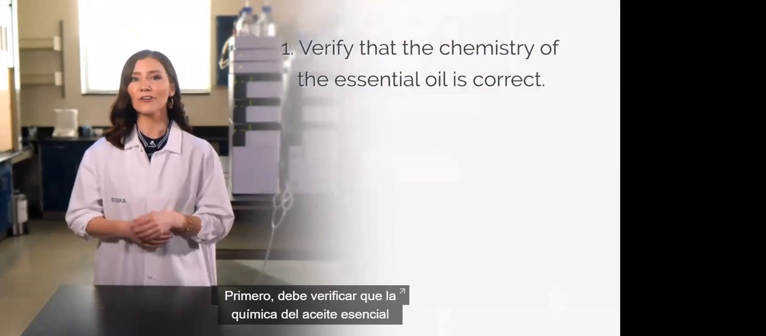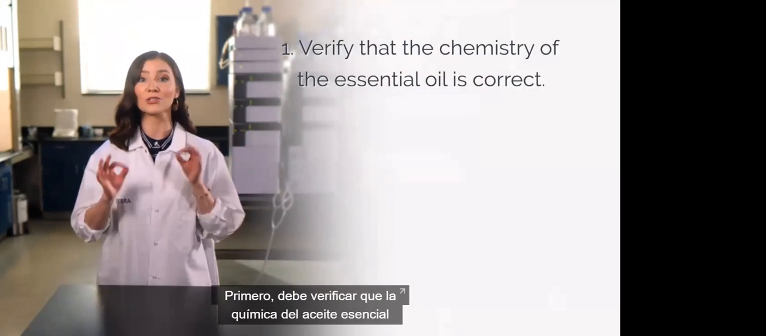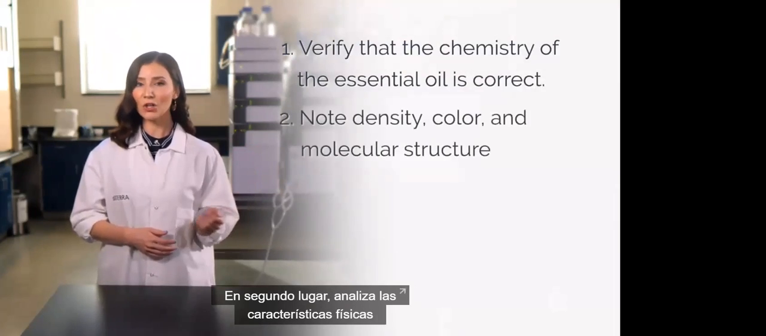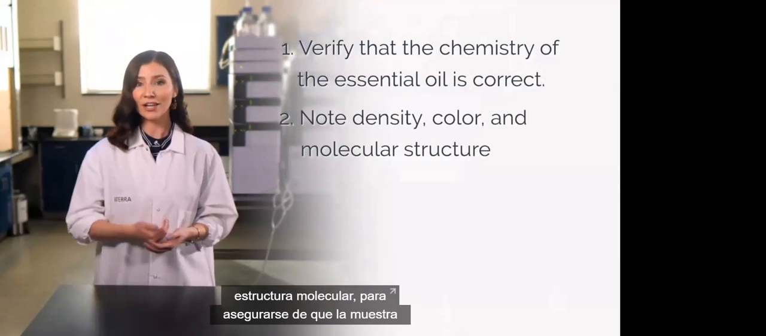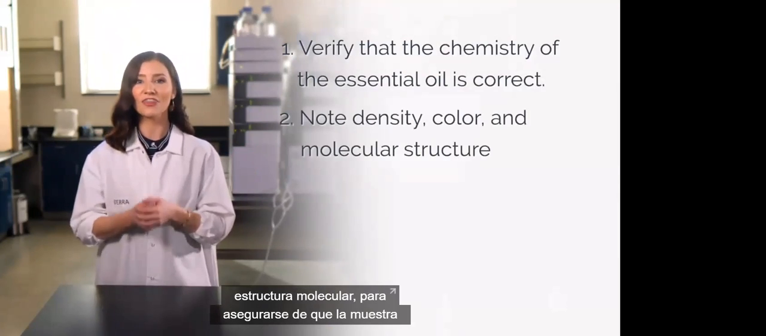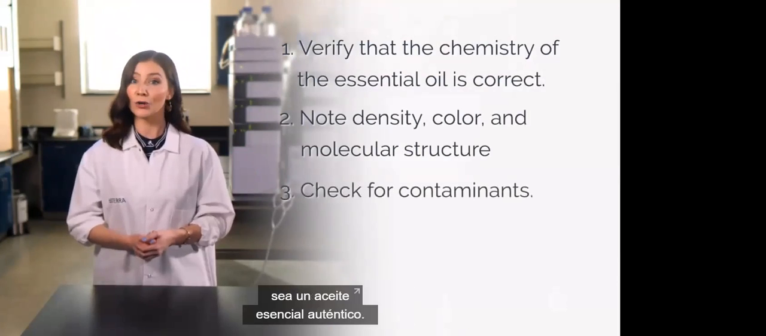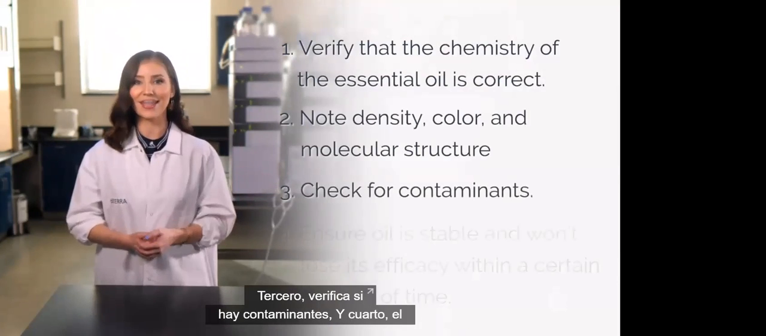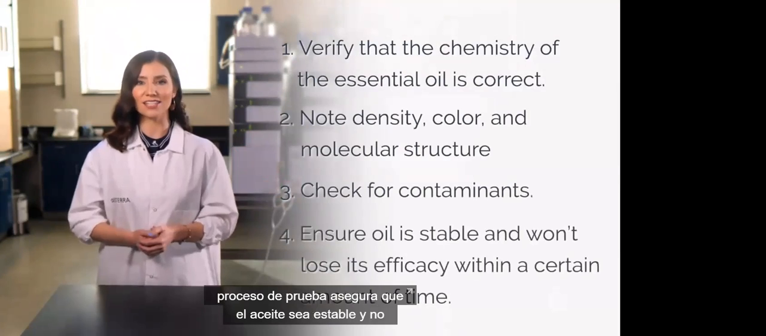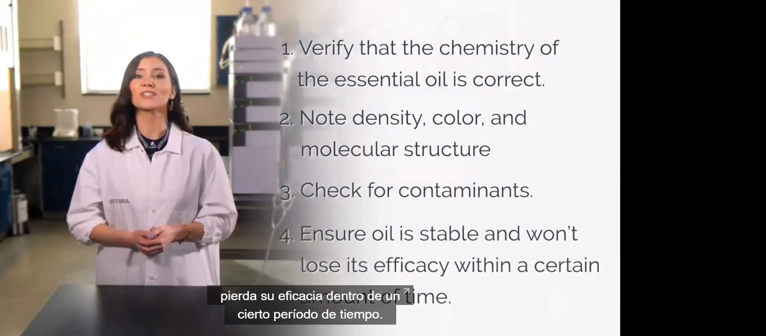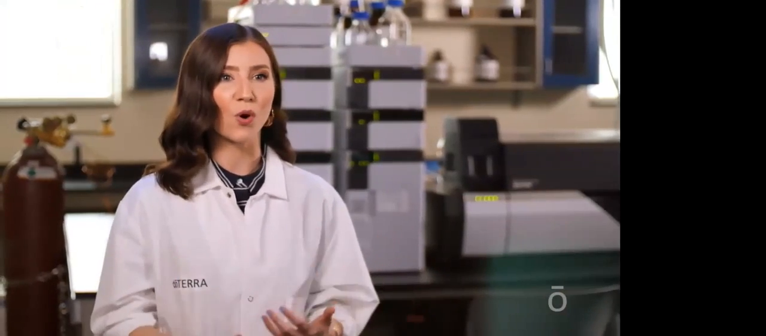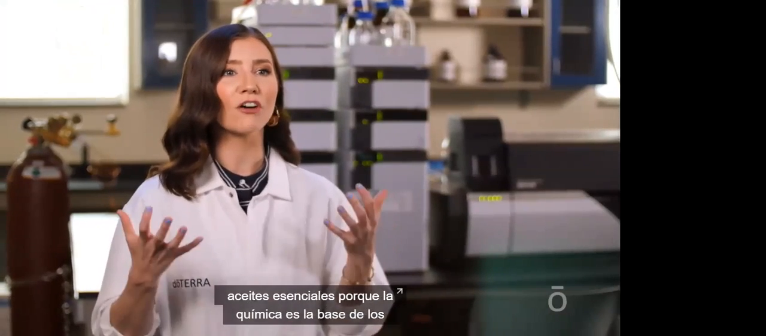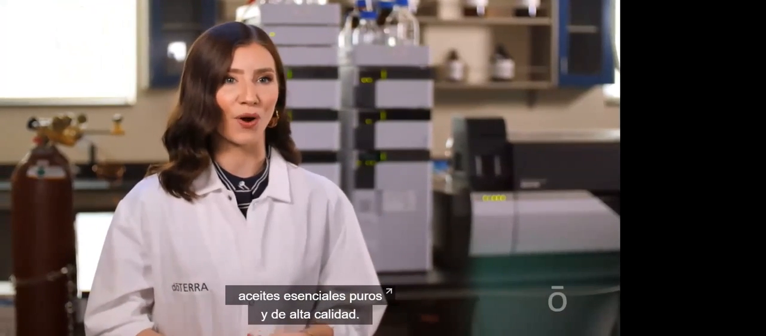First, it needs to verify that the chemistry of the essential oil is correct. Second, it looks at the physical characteristics of the oil like its density, color, and even molecular structure to be sure the sample is an authentic essential oil. Third, it checks for contaminants. And fourth, the testing process makes sure the oil is stable and won't lose its efficacy within a certain amount of time. We've spent a lot of time looking at the chemistry of essential oils because chemistry is the foundation of pure, high-quality essential oils.